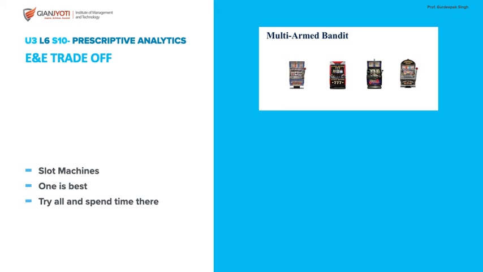Now this is a classical example in the business world which we call as multi-armed bandit. You might have studied or read about this. So these are the 4 slot machines I have, and one slot machine is best. It gives you the maximum return. Once I put and I put the lever down, I always get good results out of that. But I don't know which is that machine. So what I can do is I can try all and then spend time at the best one which I've identified.